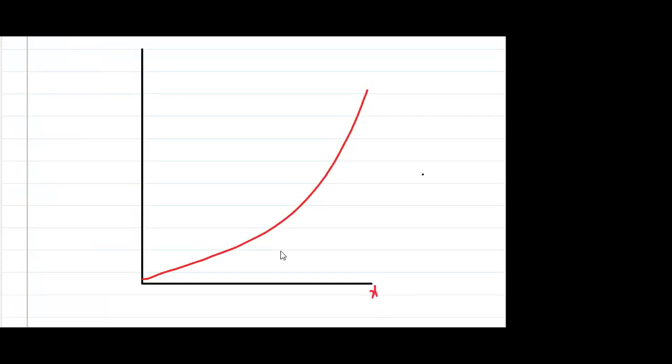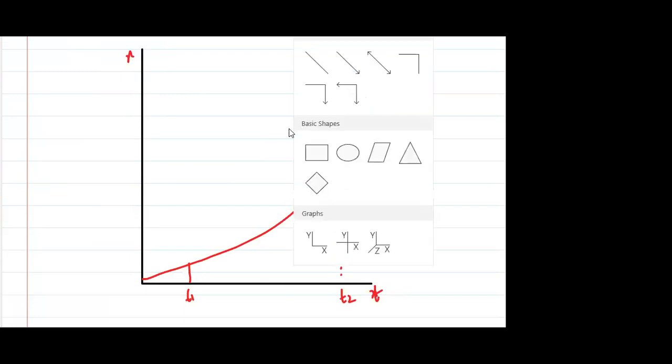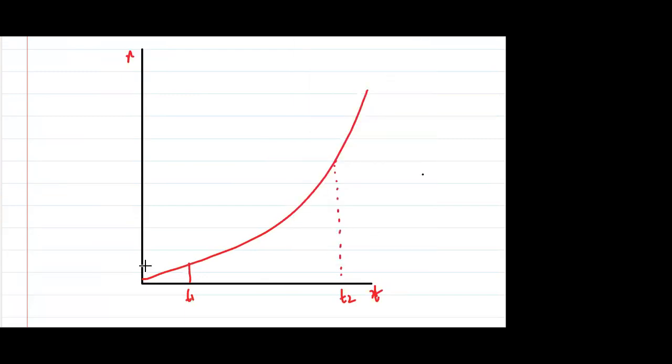So this is, sorry, this is time and this is x. Let us take one time t1 over here and one time t2 over here. When the time is t1, the distance is this x1. And when the time is t2, the distance, suppose, is this x2.